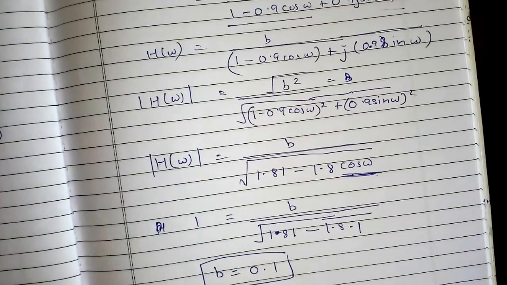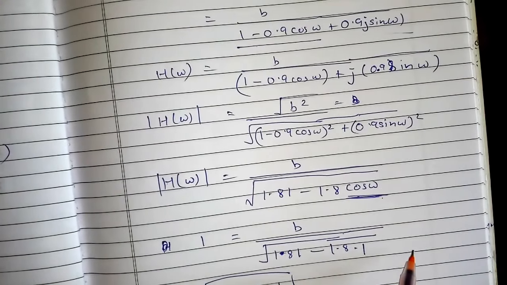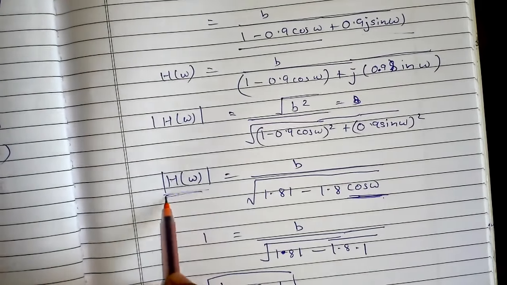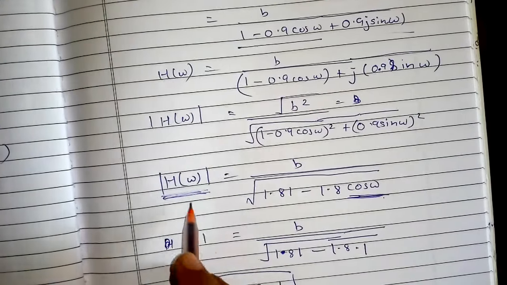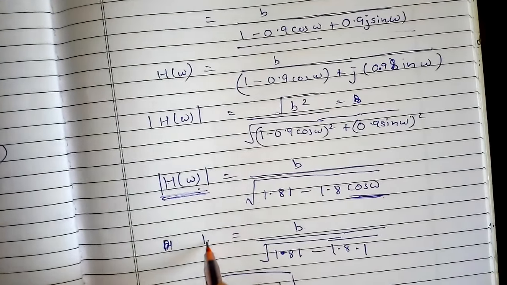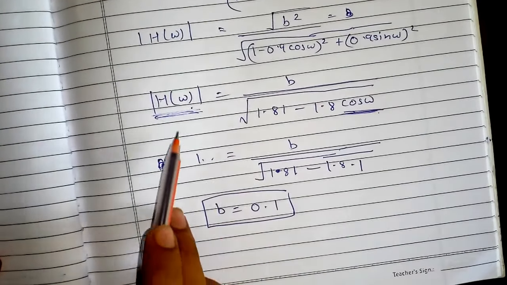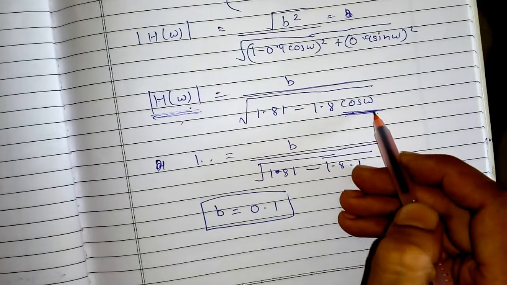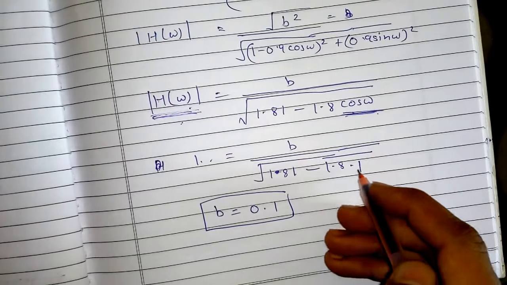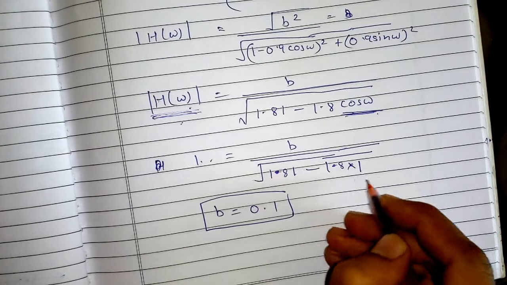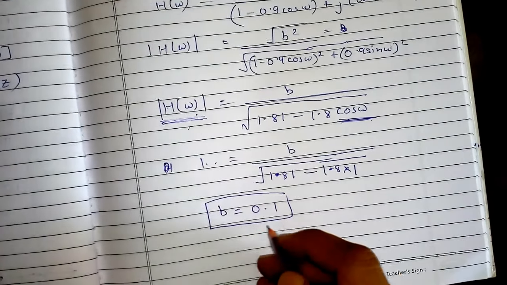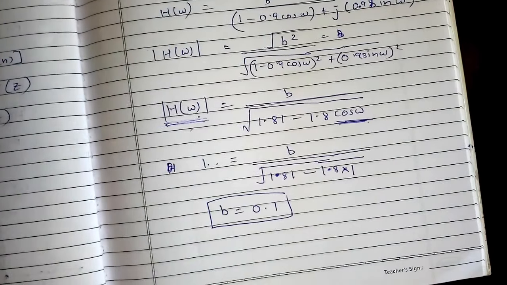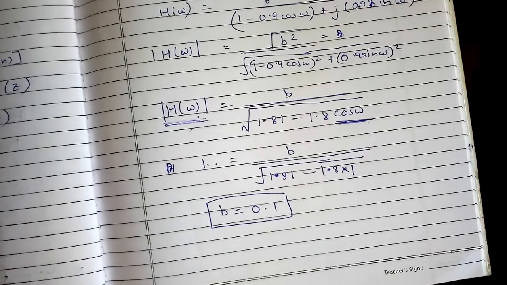I'll repeat again. We are told to find b such that magnitude of h of omega equals 1. So in place of h of omega, I have written 1, and in place of omega, I have to substitute value 0. So cos omega will be cos of 0, which is nothing but 1. Solve this, and then you will finally get the value b equal to 0.1.